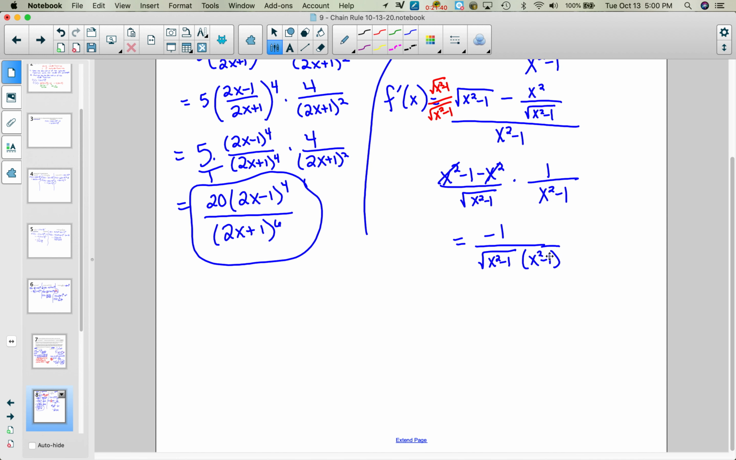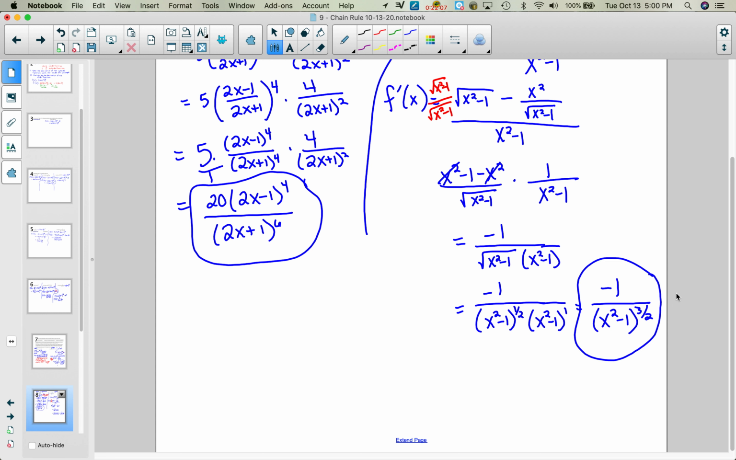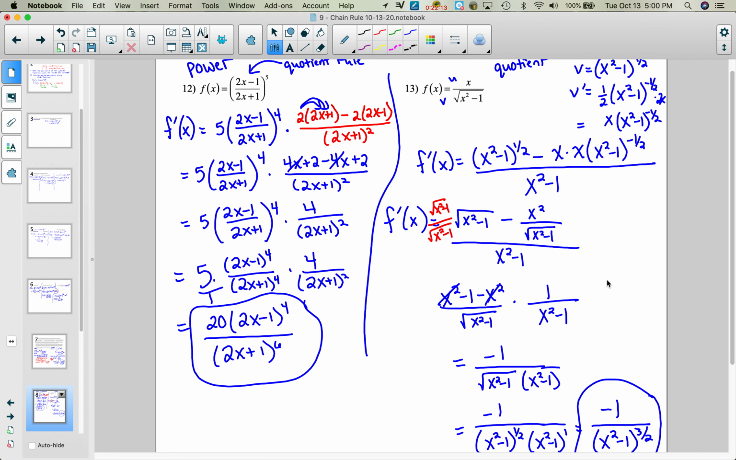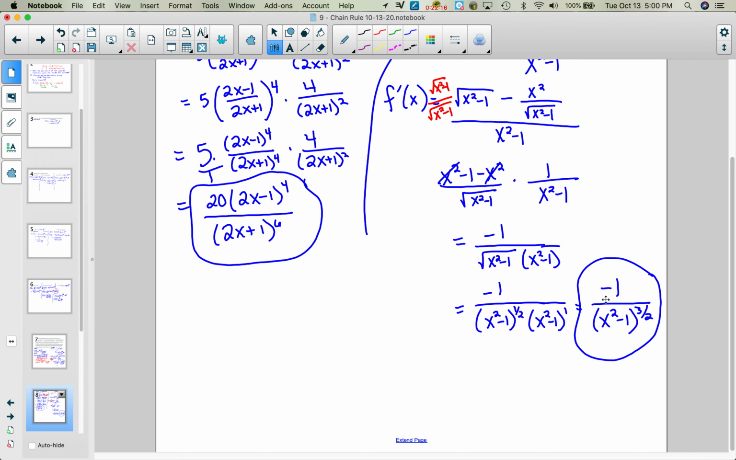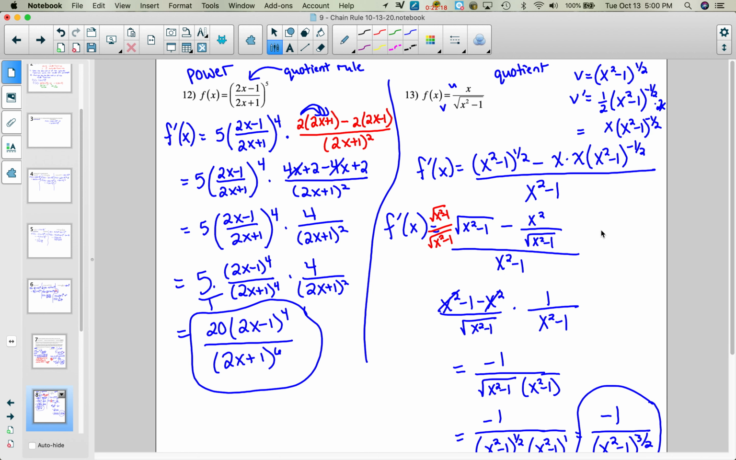Actually, I just thought of something. This is like having negative 1 to the 1/2 power here. And then you add the exponents. Bases are the same, you're multiplying, so you add the exponents. So that would make this x squared minus 1 to the 3/2, since 1/2 plus 1 would be 3/2. If we were going for simplest, this looks good. But if you get to some point, you don't always have to have the simplest answer or simplest form, because I know the algebra can get really complicated on some of these.